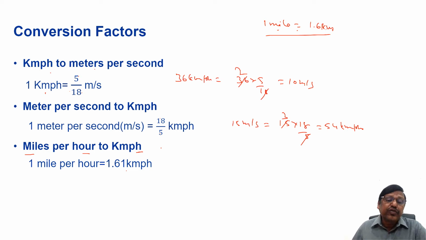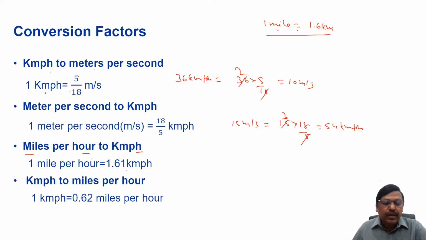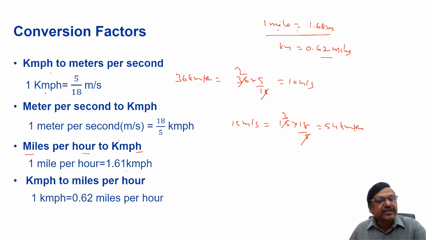Next, to convert kilometers per hour into miles per hour, it will be 0.62, because 1 mile is equal to 1.61 kilometers, or 1 kilometer equals approximately 0.62 miles. That is the reason. This is about conversion factors.